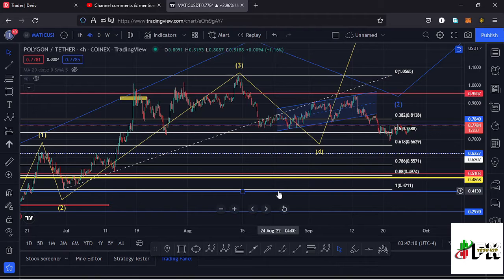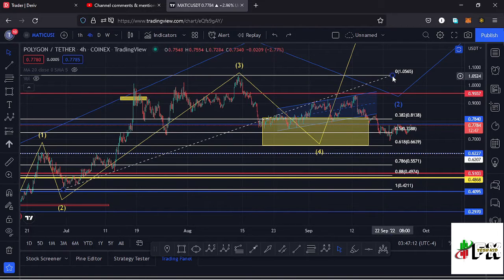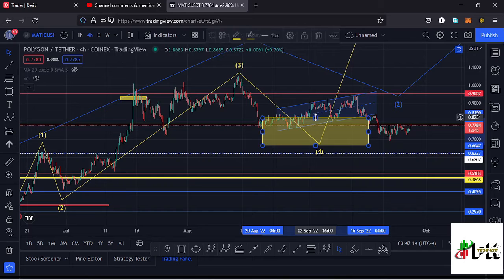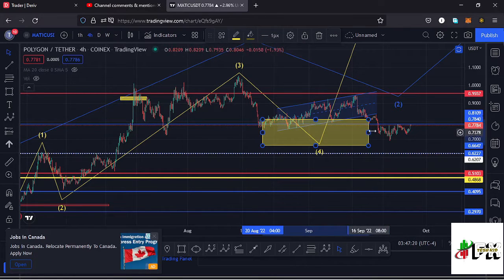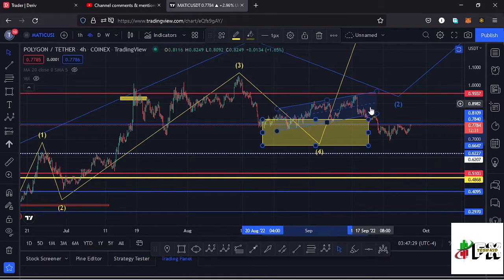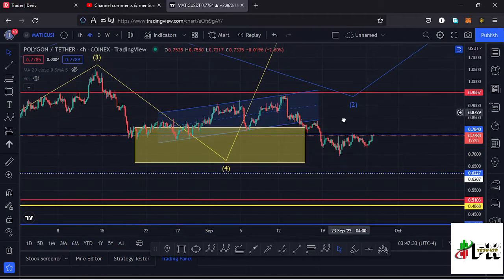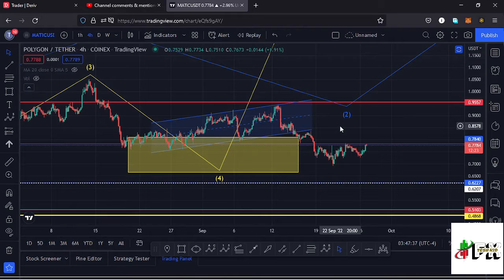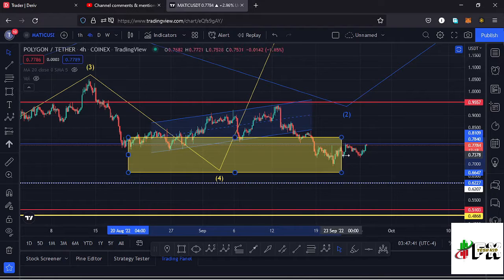And you can see that Polygon Matic has continued to respect that movement to the lower side into that target area, and within that target area we also have a key area of support at around the $0.78 mark, which gave us support and made a very nice bounce to the upside and made a high at around the $0.94 mark. And after making that high at around the $0.94 mark, you can see we have been seeing a massive pullback over here to the lower side, and we have gone back to around the $0.69 mark, which is within our yellow target area for that fourth wave to the lower side.